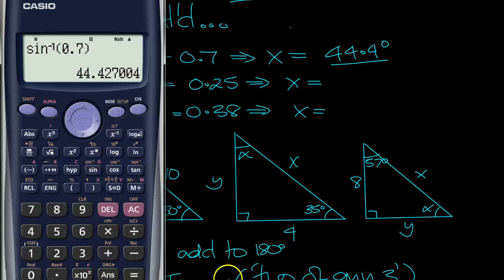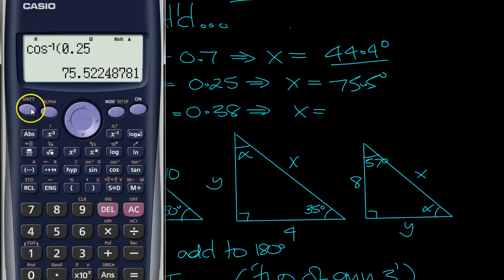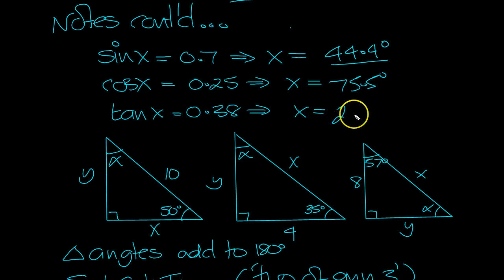So shift cos of 0.25. You get 75.5. And then shift tan is here. Undo the tan, shift tan of 0.38. And it's 20.8 degrees. Shift tan of 0.38 is 21.